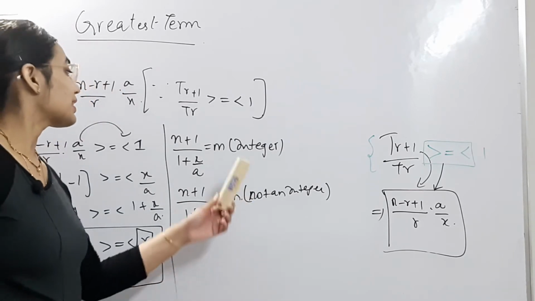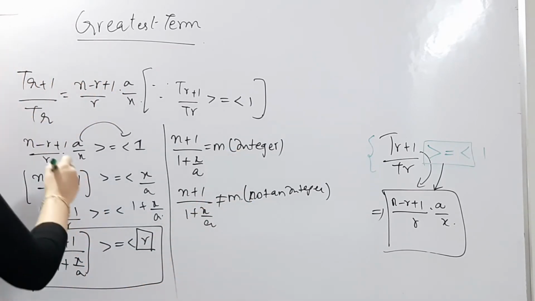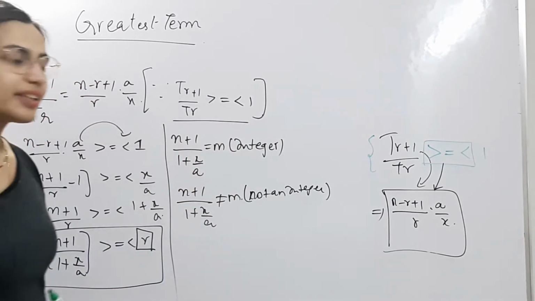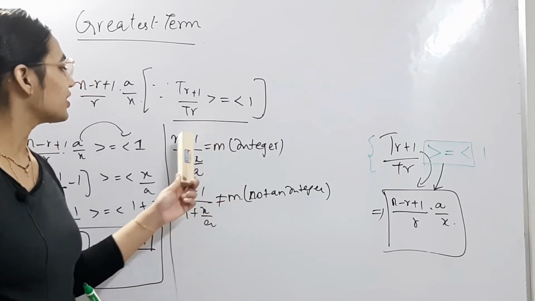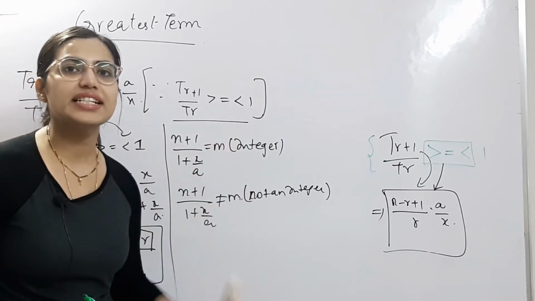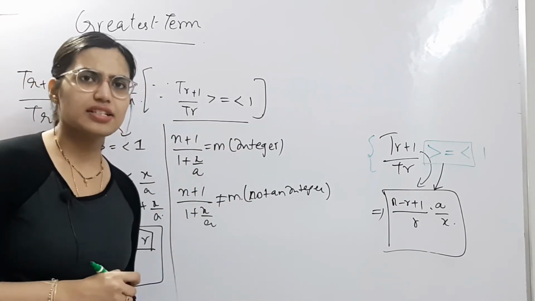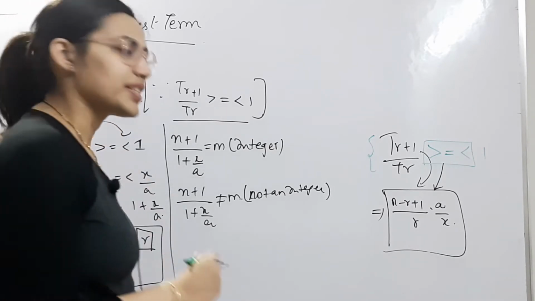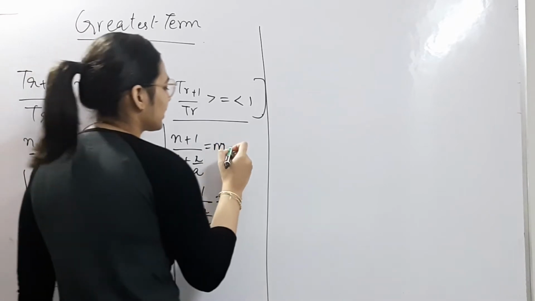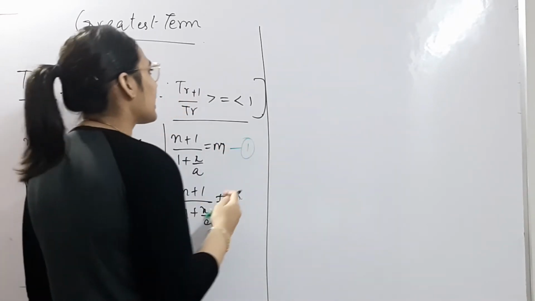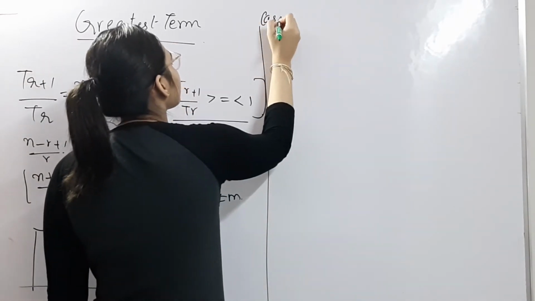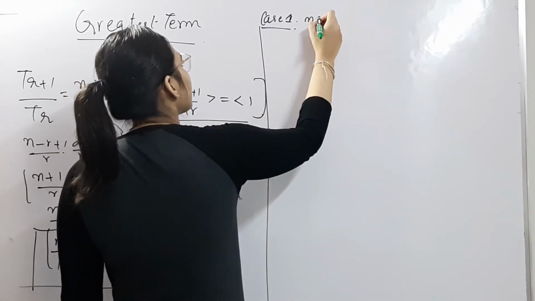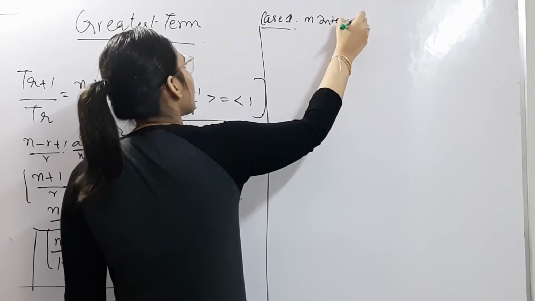So now let's consider these 2 cases and this result to identify what happens when we divide these 2 and when we get an integer. Do we get a greatest term? If yes, how many greatest terms do we get? Now that is what we'll see. So now let's consider case 1, where we will say that we will get the result as an integer m.